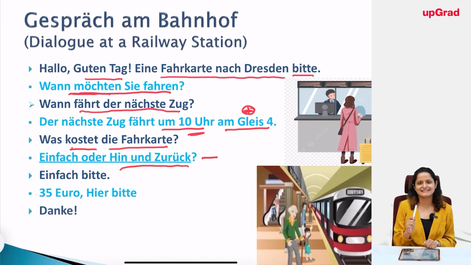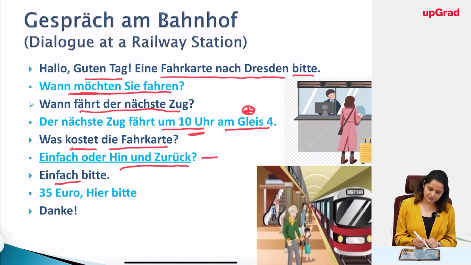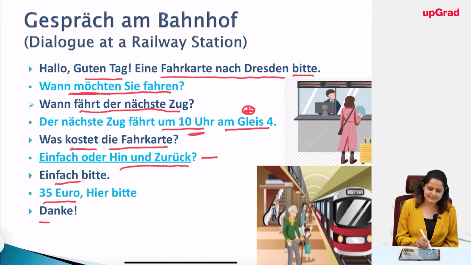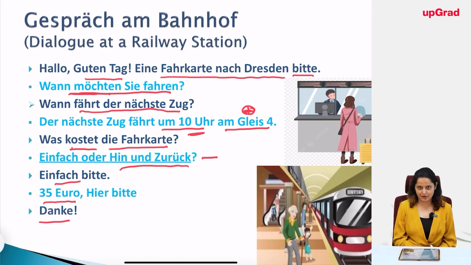If you need a return ticket, that is, if you're going and you are returning, in that case, ask for hin und zurück, which means you need a return ticket from that place. So for example, we have taken einfach, which means just give me a one-way ticket. They will tell you the cost of the ticket: 35 Euro. This is just an example that I have taken, 35 euros. Hier bitte. They might just hand you the ticket. You can say danke and you can conclude the conversation.